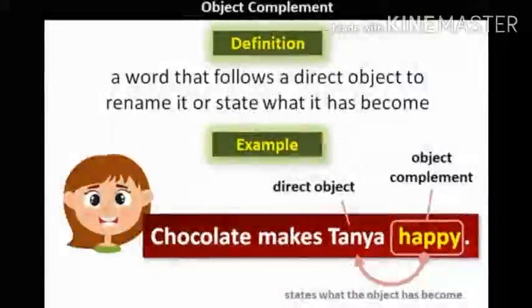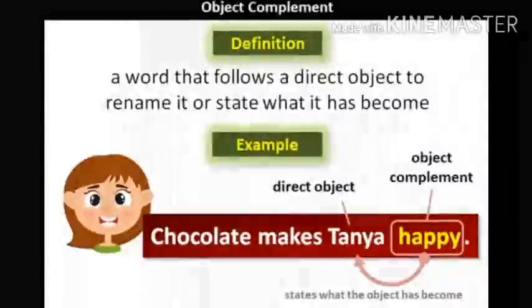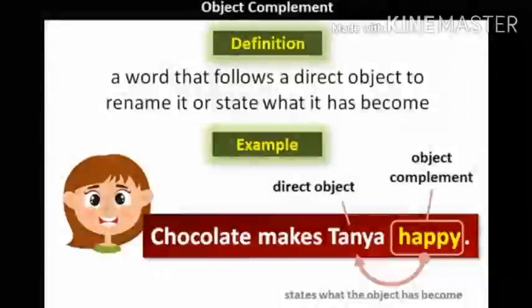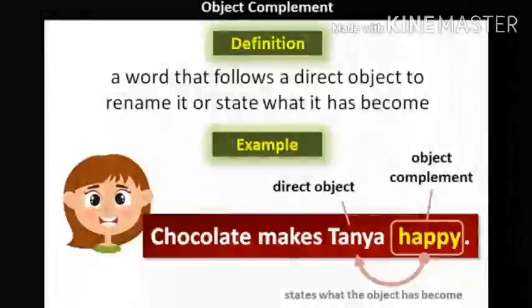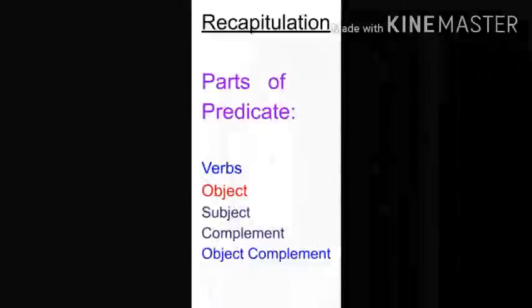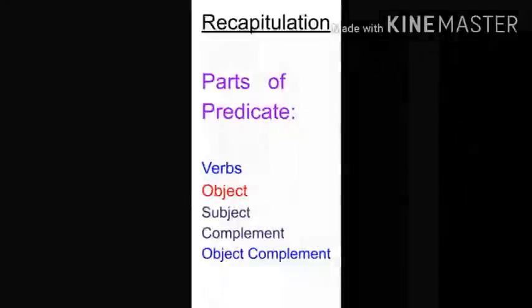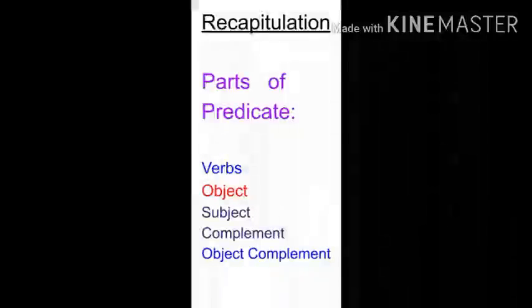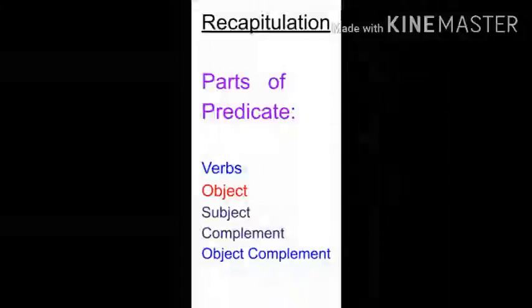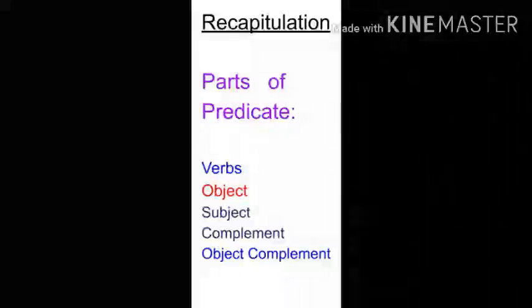An object complement is a word that follows the object and describes it. For example, chocolate makes Tanya happy. Here, Tanya is the object and the word happy describes Tanya. So, it's the object complement. Now, revision time. In this module, we have learnt about the parts of predicate. First of all, there are verbs, which are the action words. Then object. Object is the receiver of the action. Subject complement describes the subject. Object complement describes the object. Thank you very much.